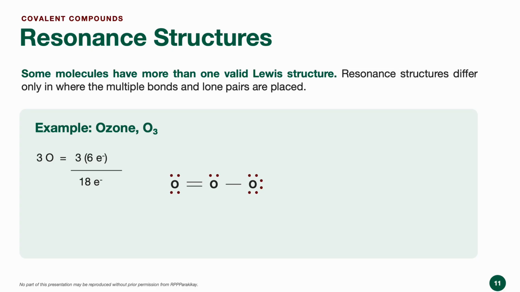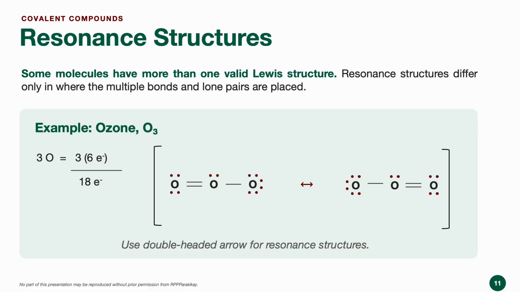But notice that we could also use a lone pair from the other terminal oxygen, giving us a mirror image structure with the double bond on the opposite side. So both are drawn correctly, both use 18 electrons, and both give every atom a full octet. So this is an example of resonance structures. In writing resonance structures, note that we use a double-headed arrow, and let's enclose it in brackets to indicate that these two are resonance structures.